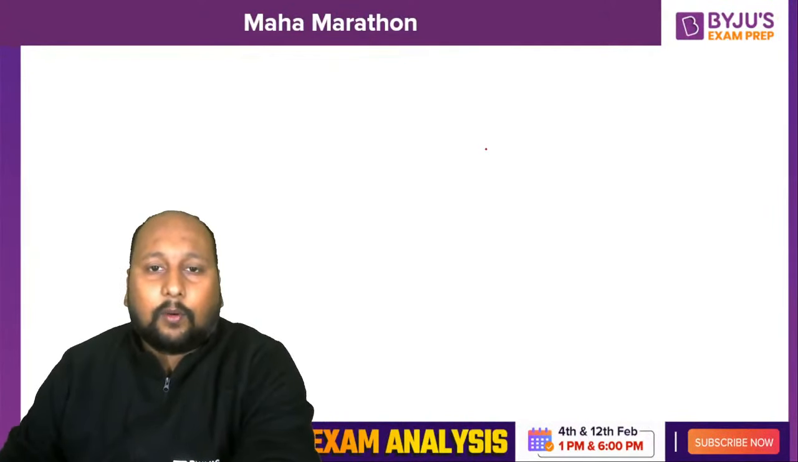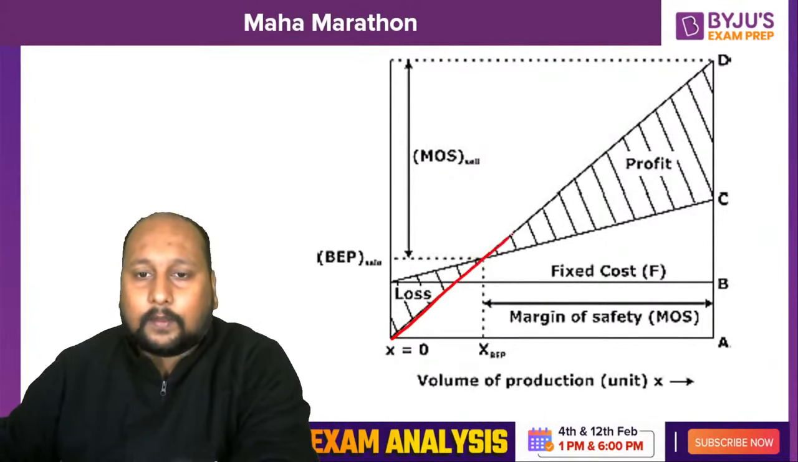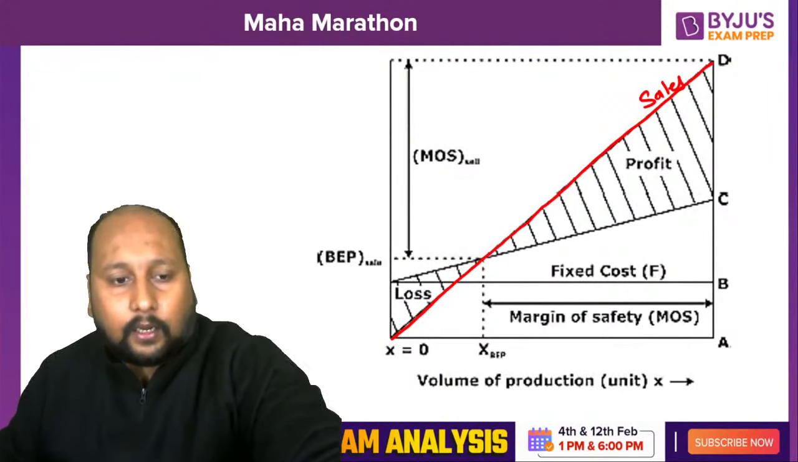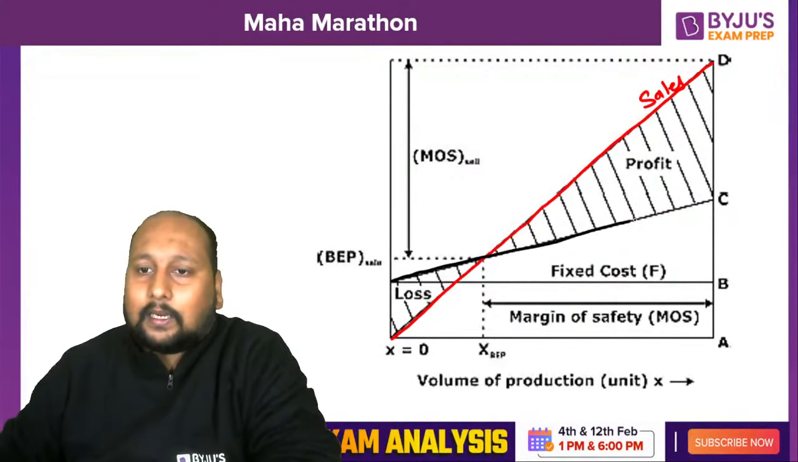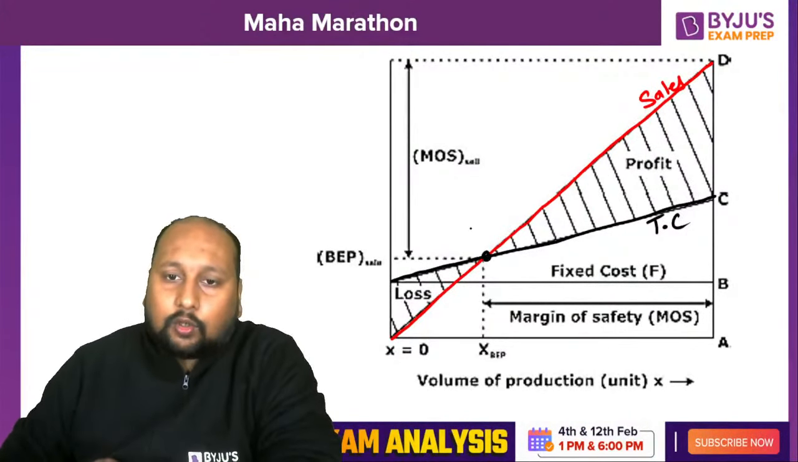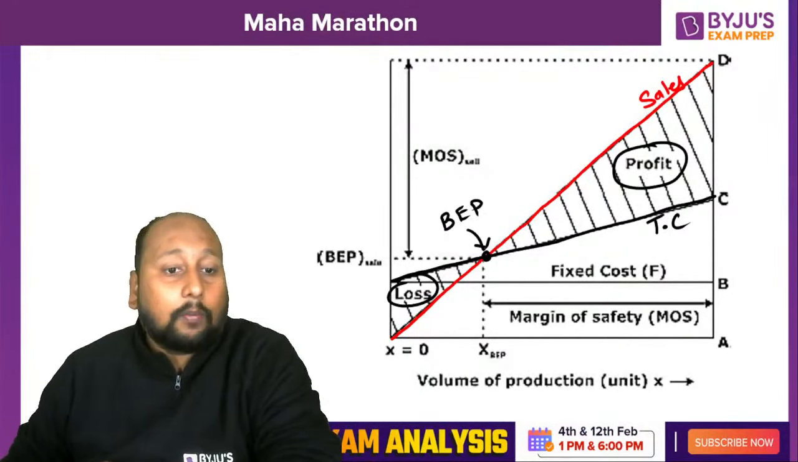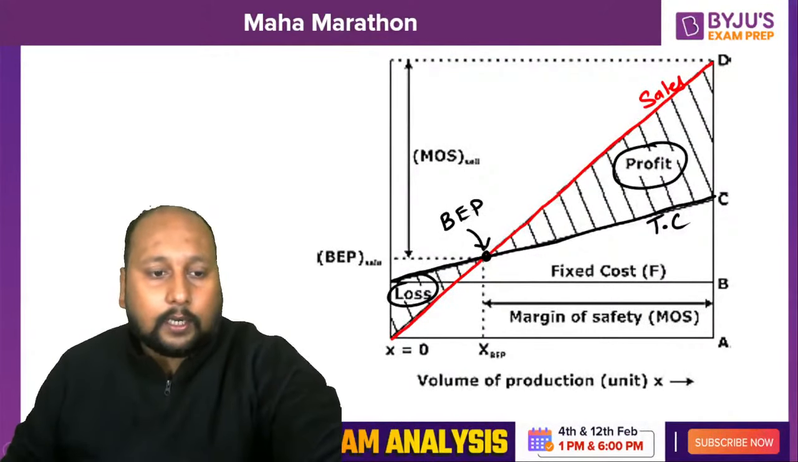And how can we identify it in the graph? If I try to plot the graph, it will be something like this, right? This red line represents the total sales, and this black line is basically telling us about the total cost. This point is where there is no profit, no loss, because below this we will have a loss condition, and above this point we will have a profit condition. So this is the break even point where we have a no profit, no loss condition. Is this clear?